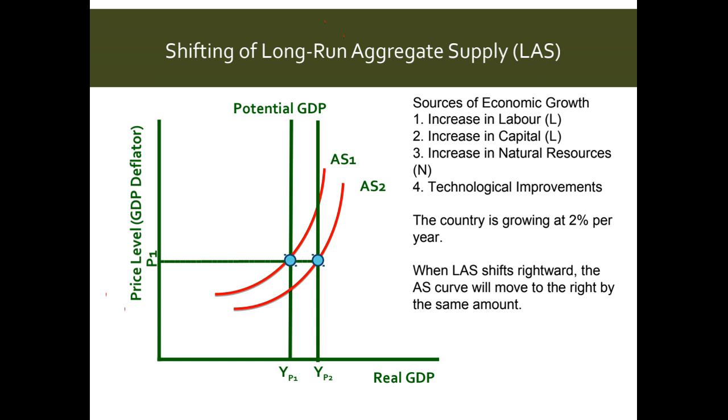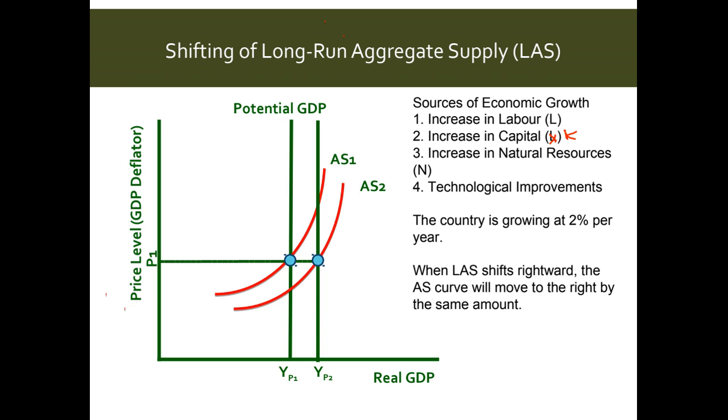Similarly, all these 3 factors of production, that is increase in labor, increase in capital, it should be K, not L. So it should be K. Let me just give me a second. So I just changed this, this is actually capital. This is K, not L. So this is K. This is not L. Okay. This is K. Increase in capital.